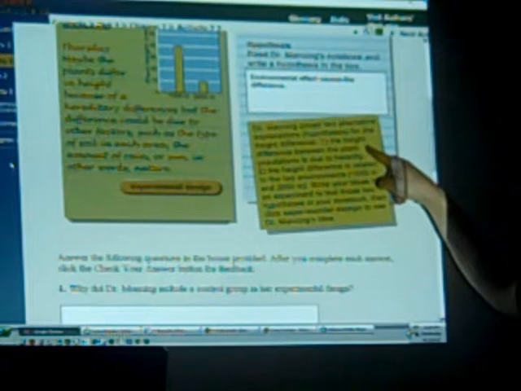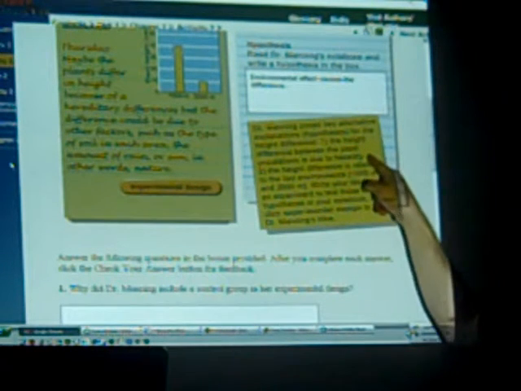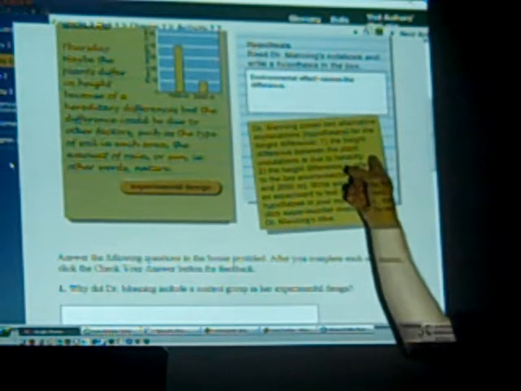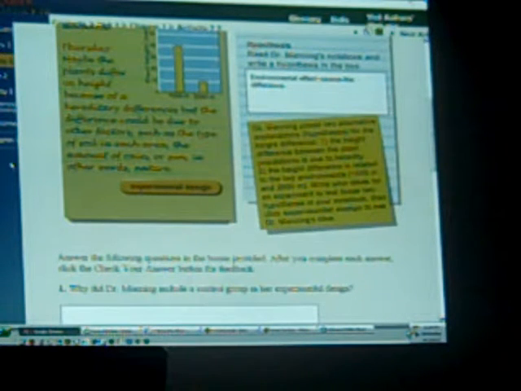One, the height difference between plant populations is due to heredity. What's heredity? What is heredity? Somebody just said it. Genetic difference, DNA, genes. You're born with it.